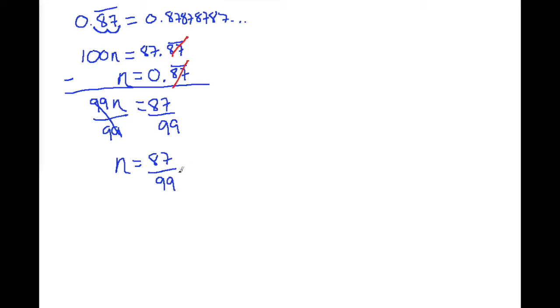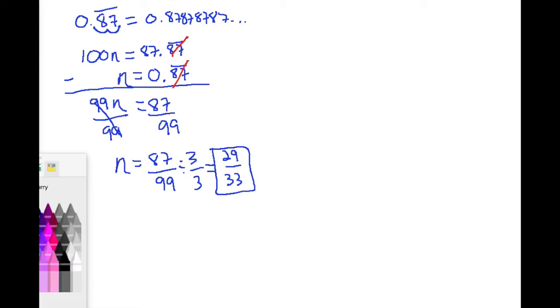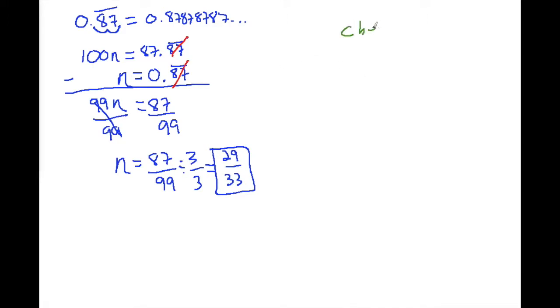And this indeed can be reduced if we divide the top and bottom by 3 over 3, which is equivalent to 1. I think we get 29 over 33. And that, if you put that in your calculator or use long division, should come out to 0.87878787 forever. So let's just check that real quick. Let's check that out to see that we got the right answer. Use green. So check.